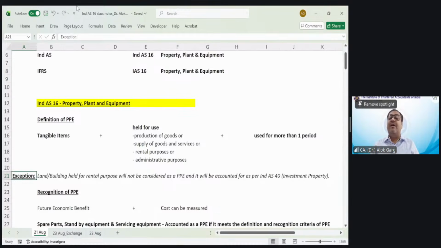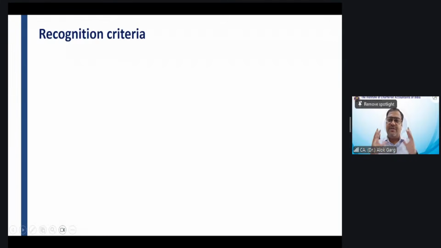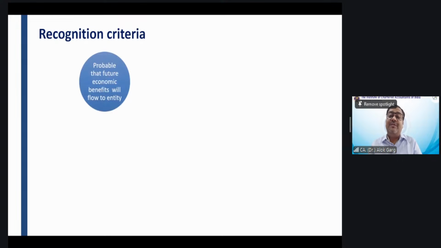Now let's move on. Recognition criteria. We understood the definition of property, plant and equipment. Now, my dear friends, we need to discuss the recognition criteria. When will an item be recognized as a property, plant and equipment? So there are two conditions for the recognition criteria.